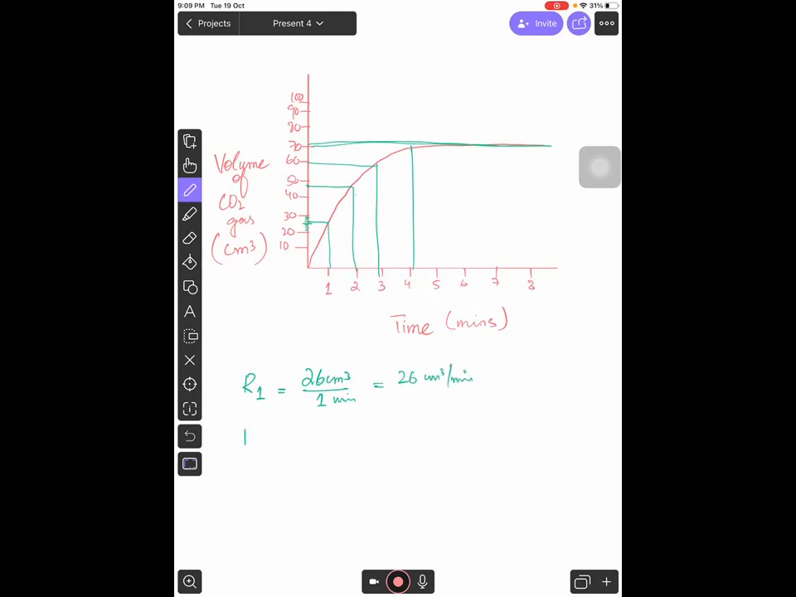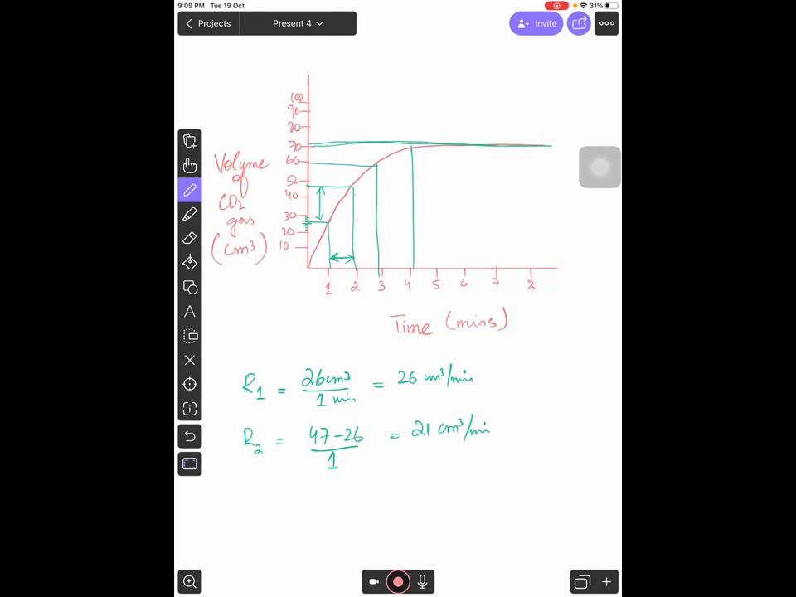Okay, and in the second one you can see that it is 26 and it is almost 47 somewhere. So we can use 47 minus 26, and the time is also 1 minute. You can see this is the second minute. So it is, I think, 21 centimeter cube per minute, right?